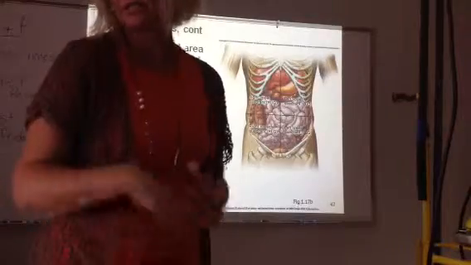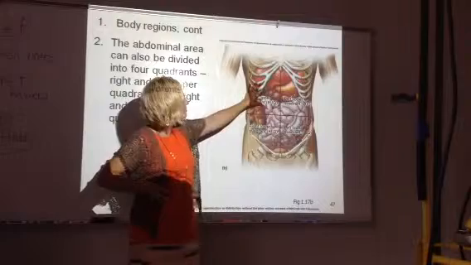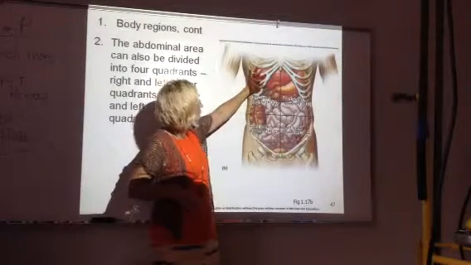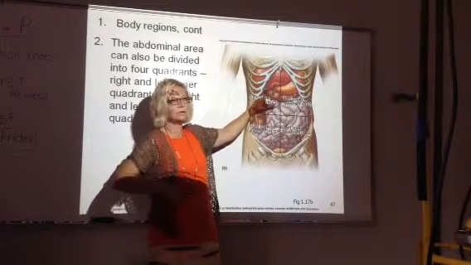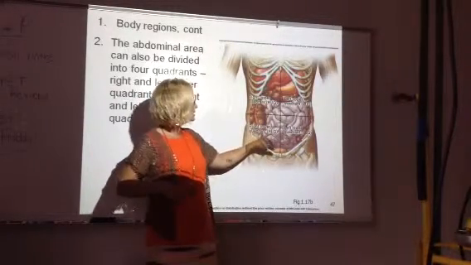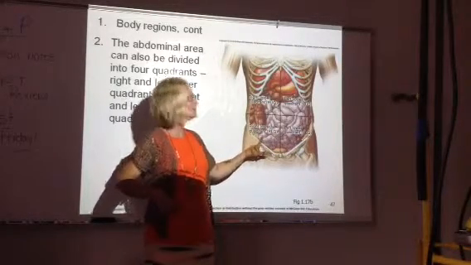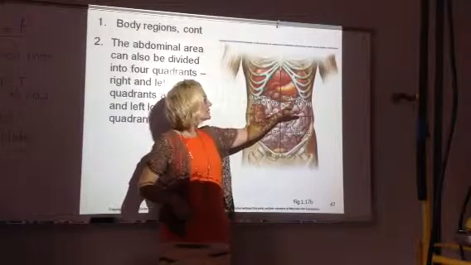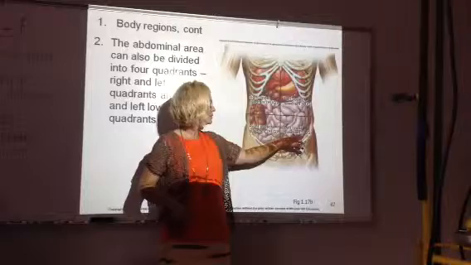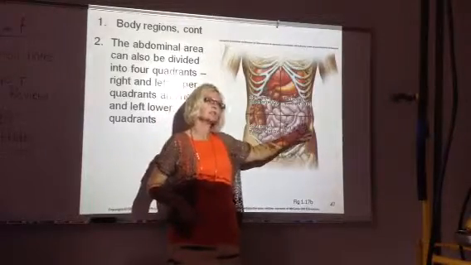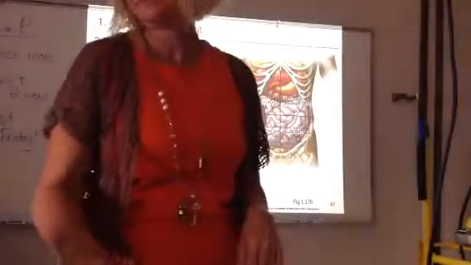Easier than that are just your four main quadrants. So right upper quadrant would be your liver, part of your intestines. Your gallbladder would be in your right upper quadrant. Right lower quadrant, intestines, appendix would be down here. Left upper quadrant would have your stomach in it. And left lower quadrant would have more intestines. Your left kidney would be over there. Your right kidney would be on the other side.